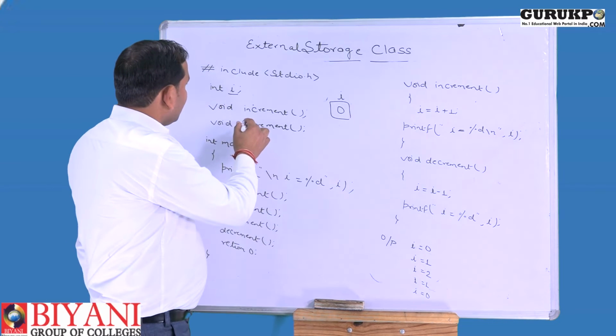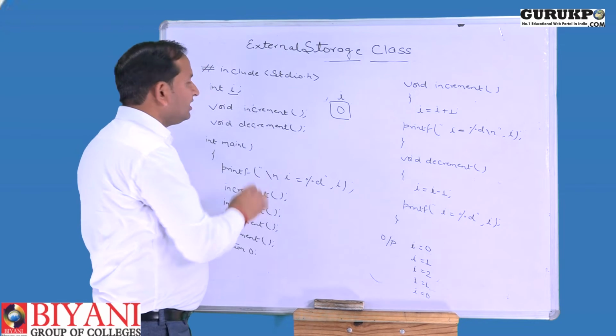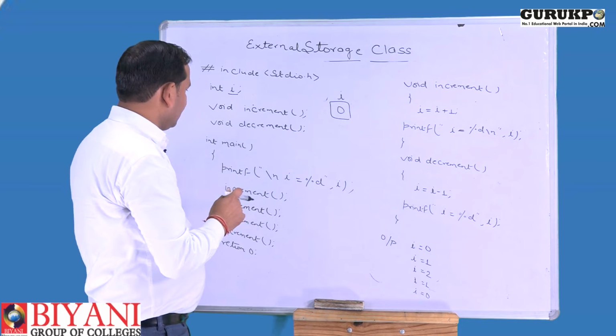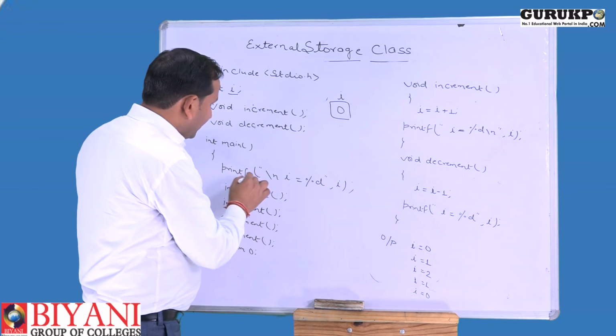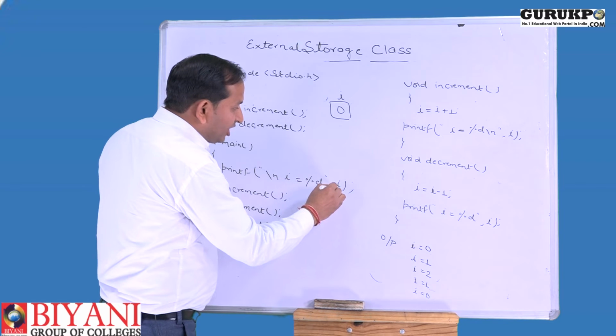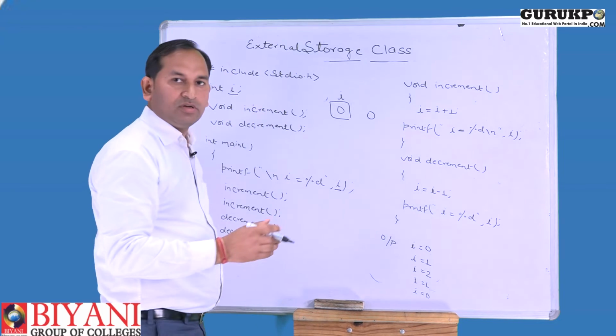Here there are two functions. First one is the increment function and second one is the decrement function. In this program, this is called a function prototype. Inside main, printf "i = %d", i. So we are printing the value of i. The value of i is 0, so it prints 0.